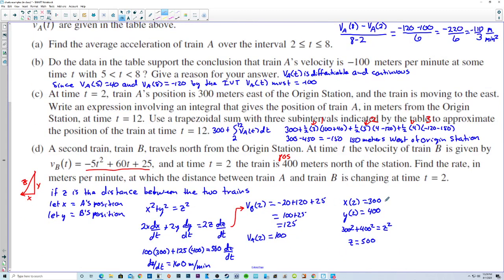Then x of 2 is 300 and y of 2 is 400. So they tell us train A is 300, train B is 400. And then just by the Pythagorean theorem, we know that the distance they're apart is actually 500. So now it's just plug and chug. So 100 times 300, 125 times 400, there's the 500. And when we solve for dz/dt, the rate at which the distance is changing is 160 meters per minute.